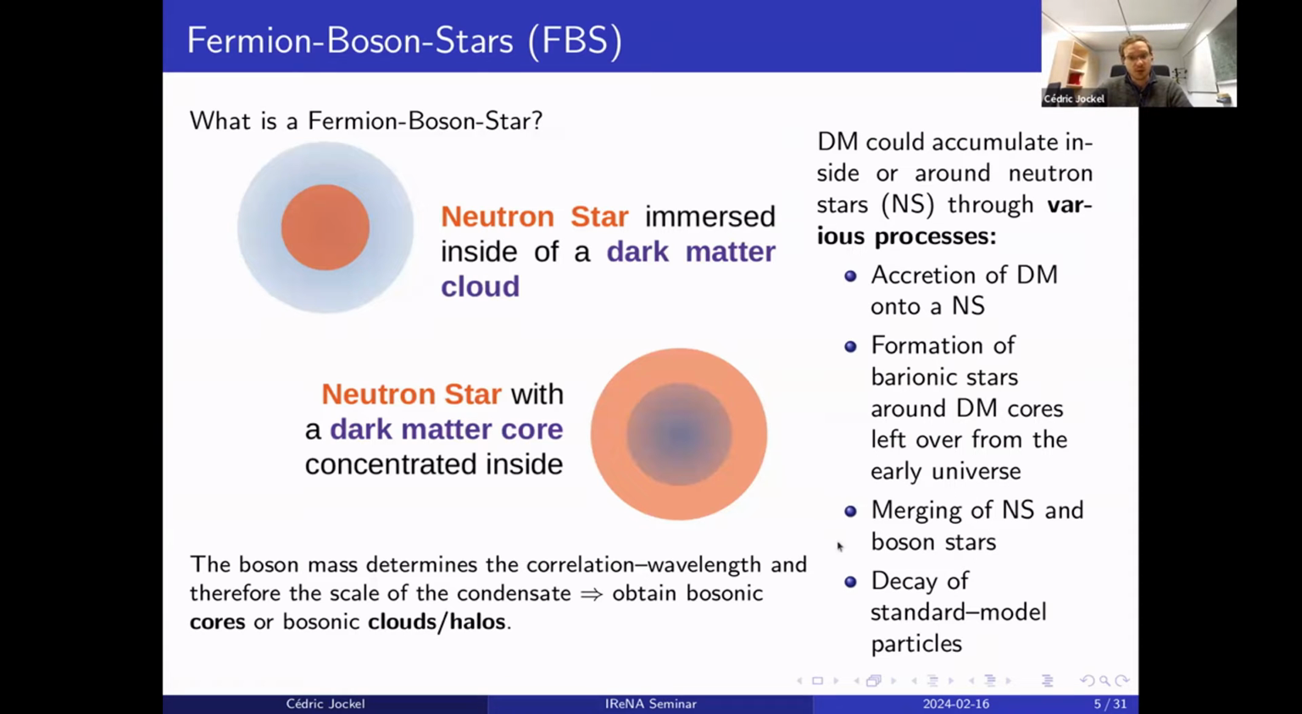If you want to go a little bit more exotic, you could have mergers of neutron stars and boson stars. Boson stars are just a pure scalar field, a pure dark matter self-gravitating object that you could have. Or you could also have some kind of interaction of dark matter and the standard model, where maybe some standard model particles decay into dark matter particles. And then those would naturally coalesce inside of a neutron star and build up over time.